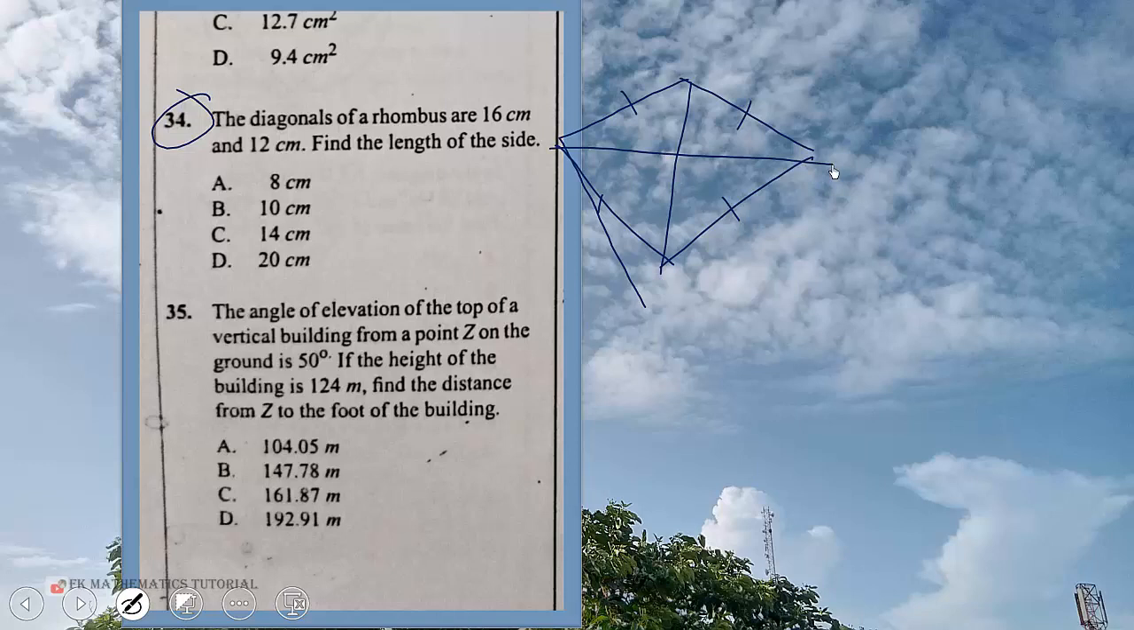So if this is 16, then it will be 8, 8. Then if this is 12, then it will be 6, 6. They bisect each other and they meet at right angles. So if this is 8 and this is 6, then this will be the square root of 6 squared plus 8 squared, which is the square root of 100. And that will give you 10 centimeters.